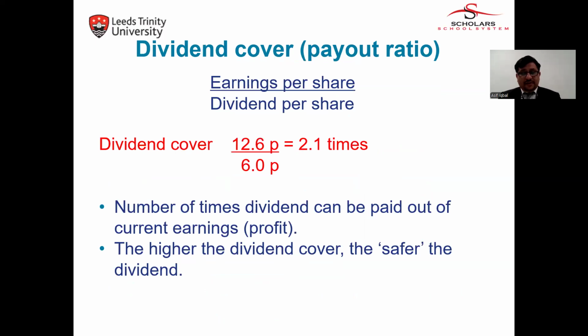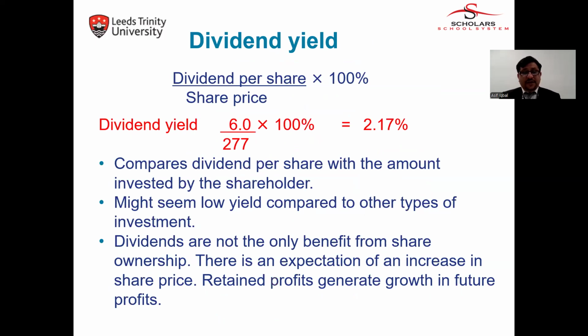Then I will discuss the dividend cover, also called the payout ratio: earnings per share divided by the dividend per share. In this ratio, it shows the number of times the dividend can be paid out of current earnings, and the higher the dividend cover, the safer the dividend. Then there is the dividend yield. That ratio is dividend per share divided by share price, times 100, which compares dividend per share with the amount invested by the shareholders.